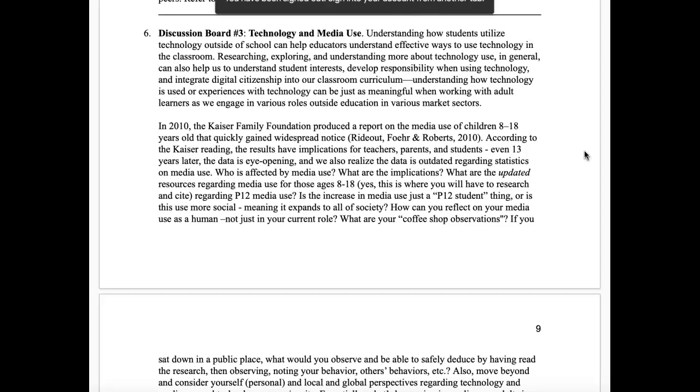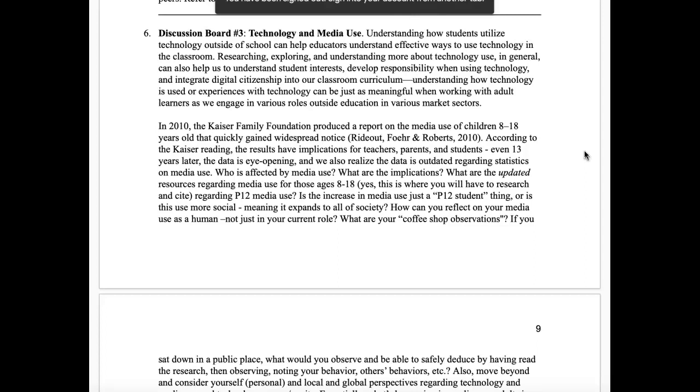Who is affected by media use? What are the implications? What are the updated resources regarding media use for those ages 8 to 18? Yes, this is where you will have to research and cite regarding P12 media use. Is the increase in media use just the P12 student thing, or is this use more social, meaning it expands to all of society?